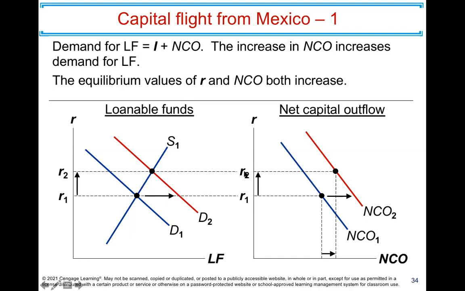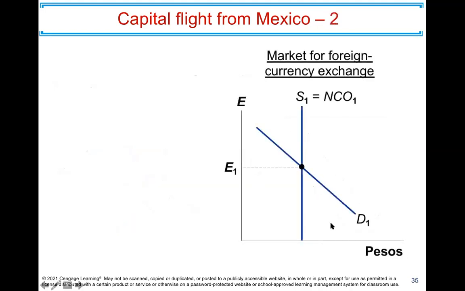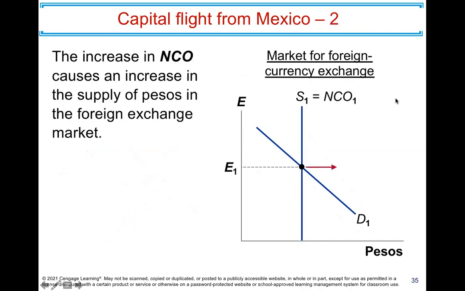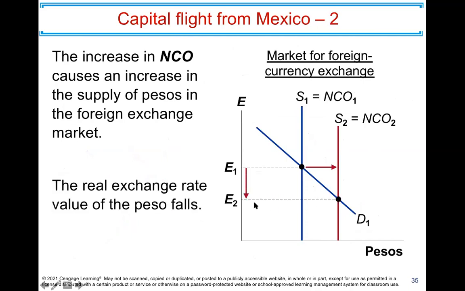And as a result, we kind of port that in over here. We say, all right, well, R2 changed. So that means that NCO is a little bit higher. And then we come to the graph below it. And we said, well, if NCO has increased, then therefore, here it is. That's that increase in NCO. And what does that do? Well, that brings down our equilibrium exchange rate. So the real exchange rate of the peso falls.